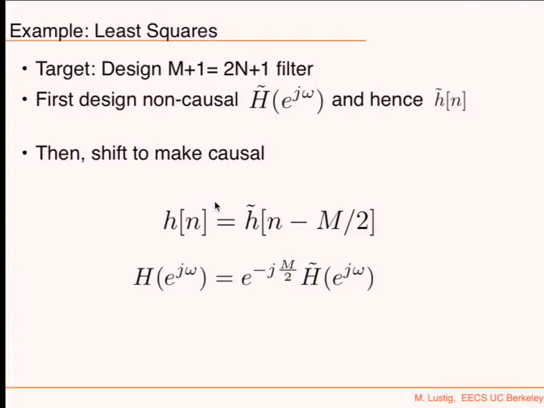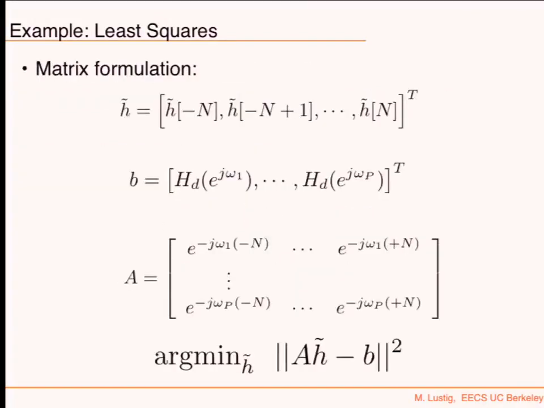So now the question is, how do you design it? How do we do this? Okay. We're going to formulate it as a matrix problem. The variables, which we don't know what they are, the h tilde, are the unknowns. We want to find how many unknowns we have? 2n plus 1, or m plus 1.